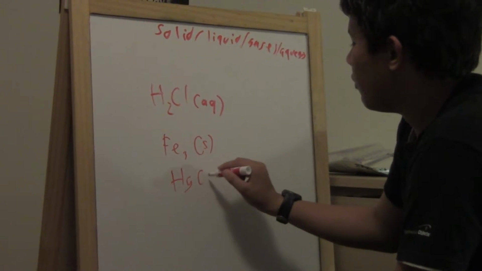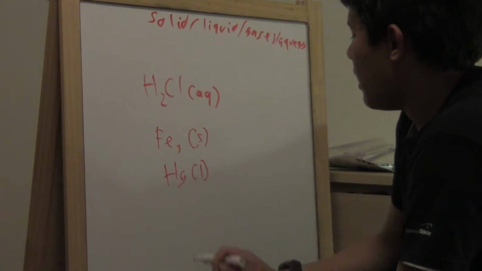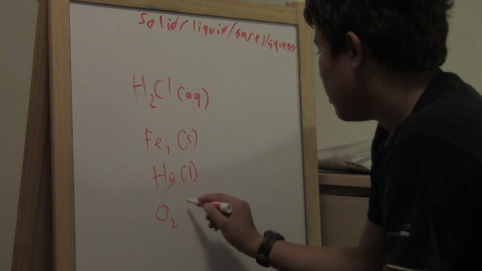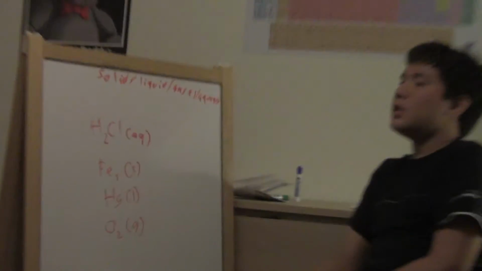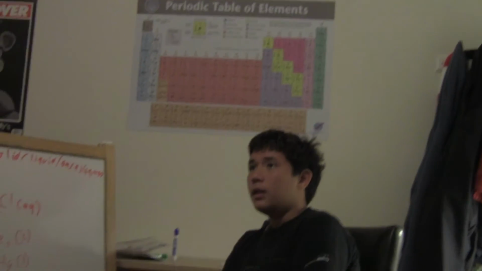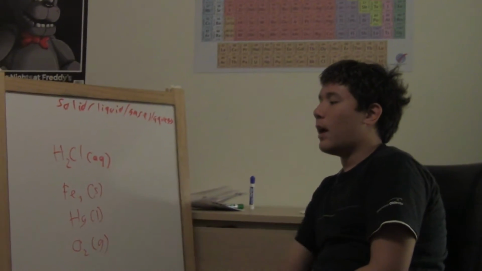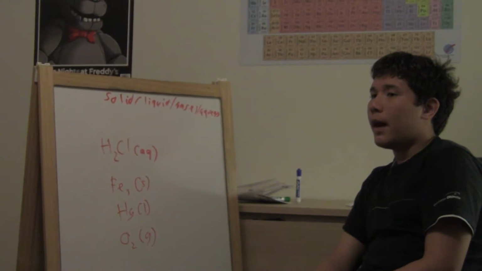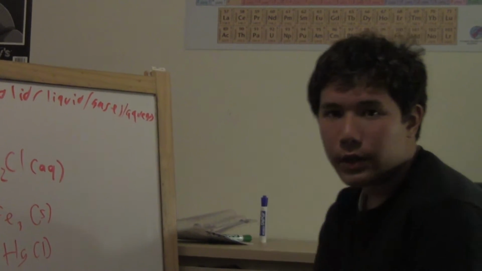Mercury will be listed as a liquid, and oxygen will be listed as a gas. So here, just to give you a bit of a visualization of what you can do, please note, whenever the teacher asks for it, list whatever state of matter each element is in. Please note that.